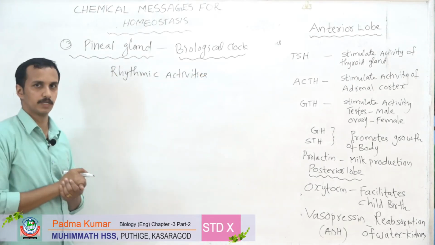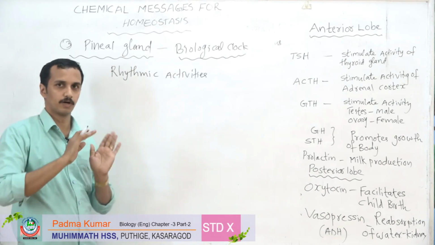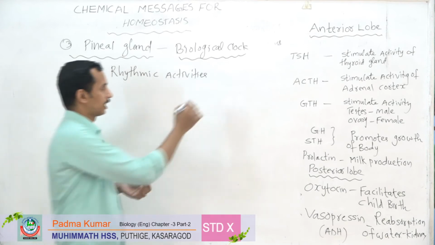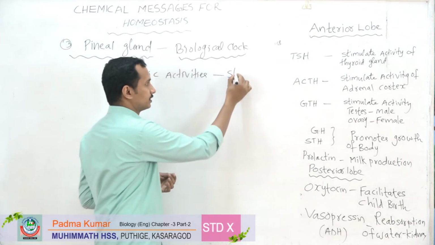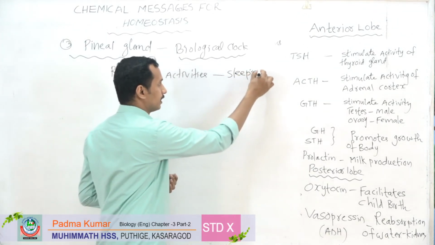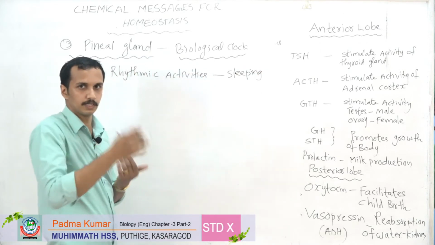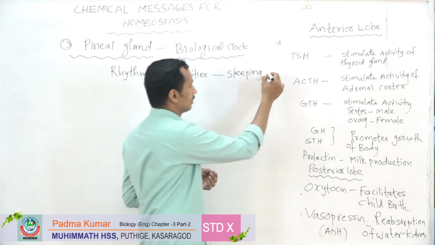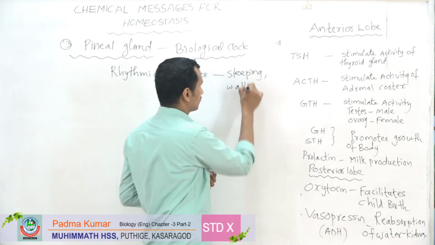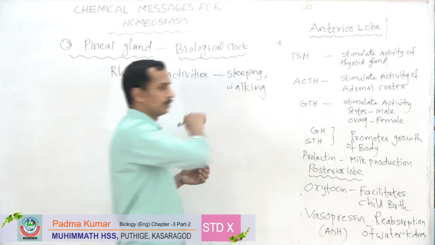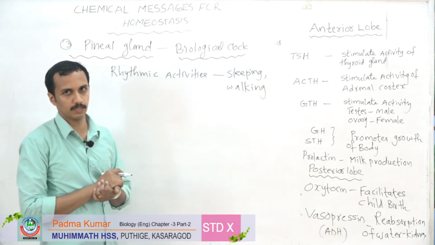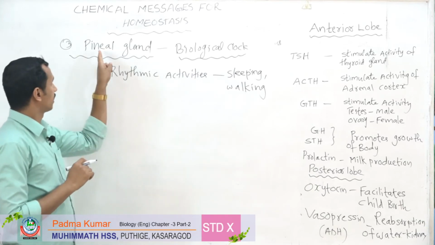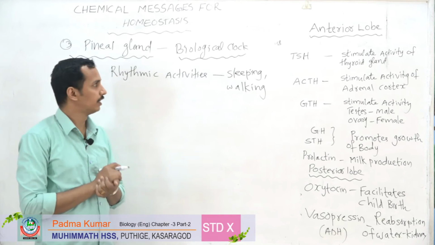What does it mean? There are some daily activities or routine activities taking place in our body. For example, we can write sleeping, then for example we can write walking. So these are some routine activities or rhythmic activities taking place in our body. So this gland is called biological clock.